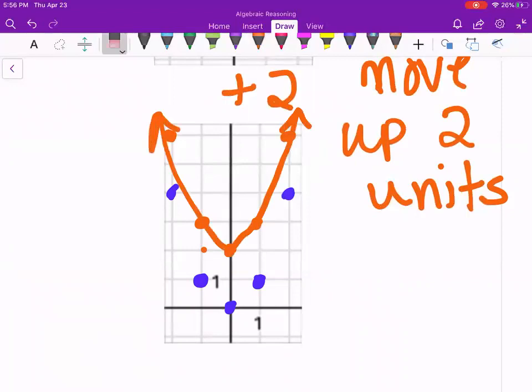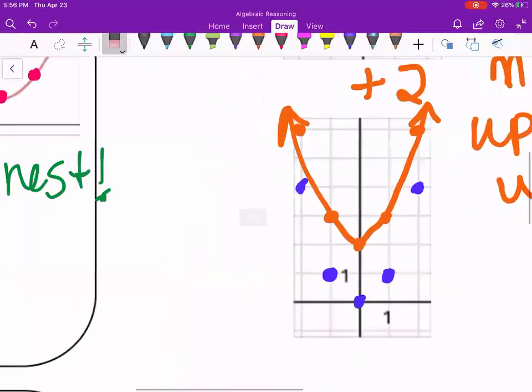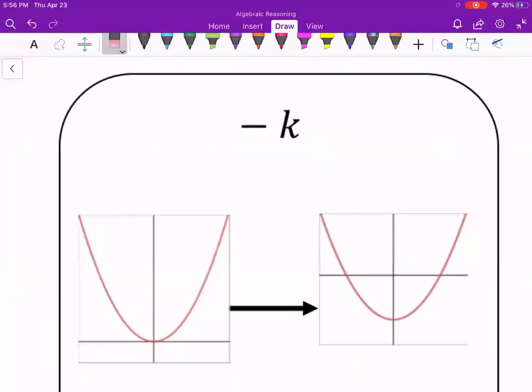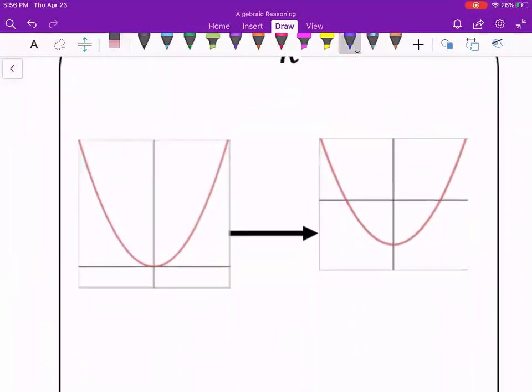Now, if we have a minus, like we do on our next part, minus k this time, let's see what happens with the minus. So here's our 5 original points. And let's get our new 5 points up here. So this time, check out what happened to those 5. They didn't shift up, they didn't shift right, they didn't shift left. This time they moved downwards.